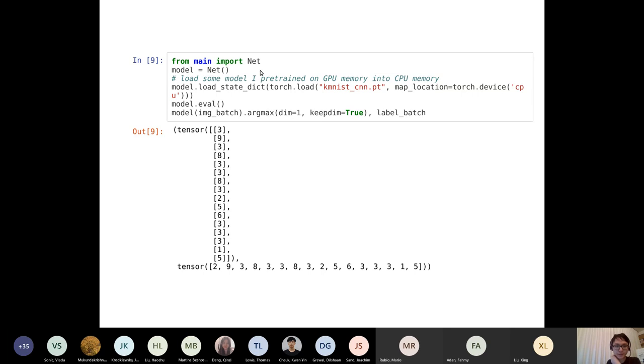So I loaded my network structure. I can't remember which network I used. I think it was just some simple LeNet, so just having some linear layers and then some non-linearities. So I pre-trained a model, which I call kmnistcnn.pt. This is just for convenience because I wasn't going to train the model in front of you. It'll take too long. So I pre-trained the model, and then I load the pre-trained weights, and then we do some predictions.